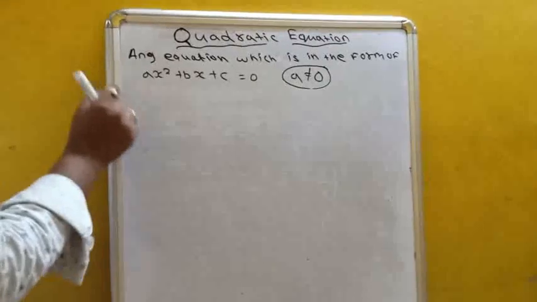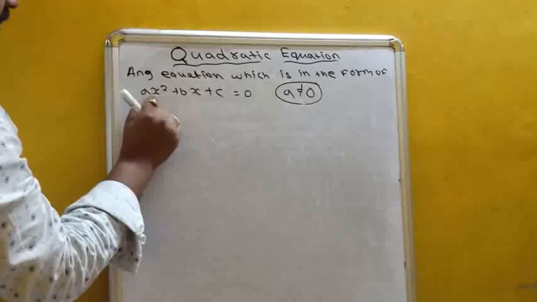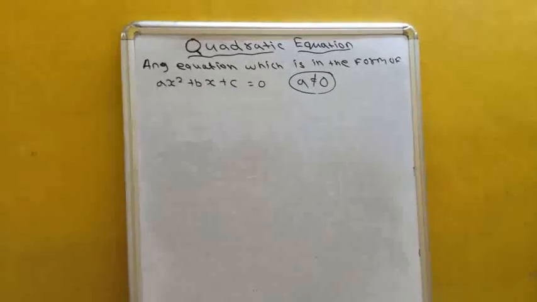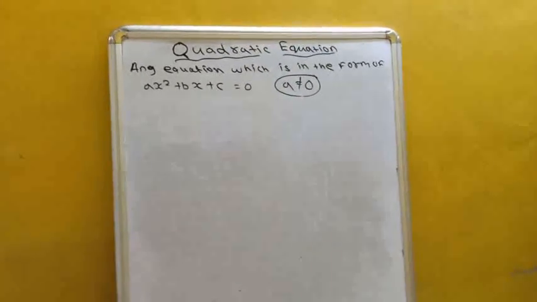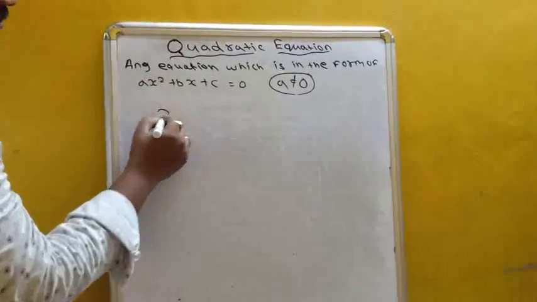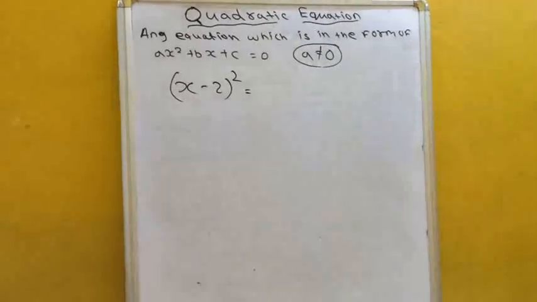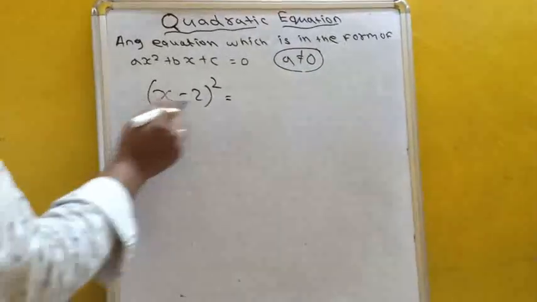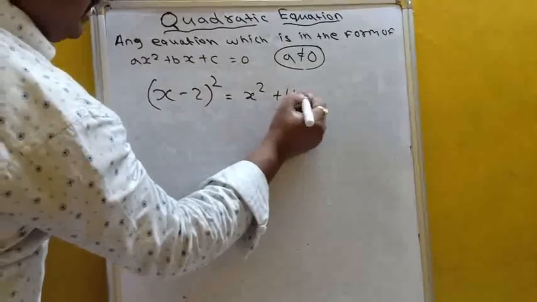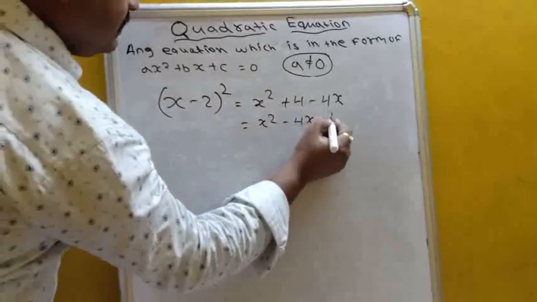Another thing we have to remember is that the highest power of the unknown variable given here, x, is only 2. So he will ask you whether the given equations are quadratic or not. Suppose he gives you x minus 2 whole square. Can you say this is a quadratic equation or not? First you expand this one. You know that it is x square plus 4 minus 4x, or you can write x square minus 4x plus 4.